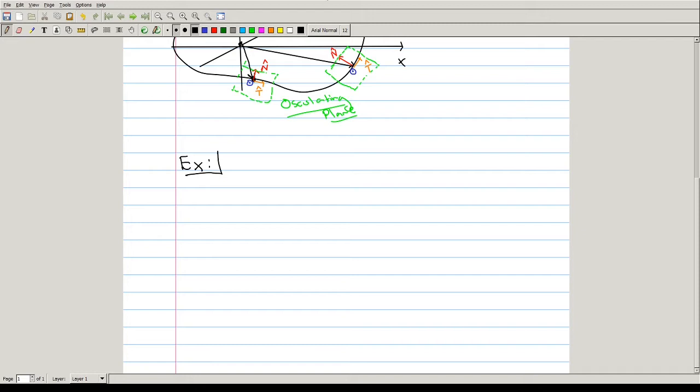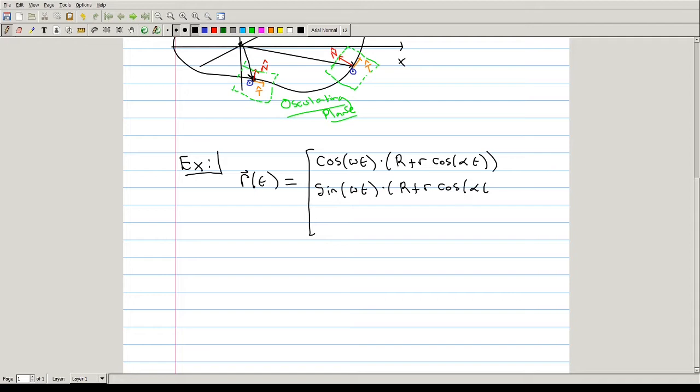r(t) is equal to, and we'll say the x component is going to be cosine of omega t times (R + r cosine of alpha t). The y component is sine of omega t times (R + r cosine of alpha t). And then lastly, the z component is r times sine of alpha t. And we will plot this out for t from 0 to 4 pi.